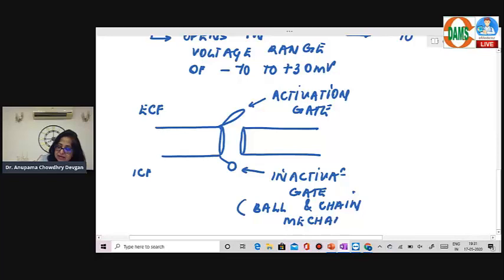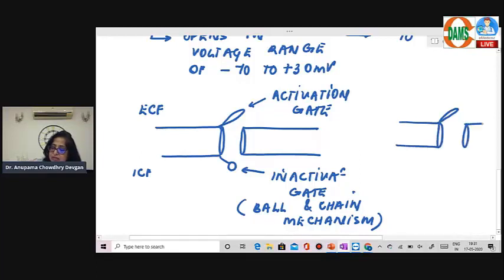Ball and chain mechanism. Now, here in the sodium channel there is an activation and an inactivation gate, whereas in the case of a potassium channel, there is only a single gate which is towards the outside. So a sodium channel has got two gates: an activation gate and an inactivation gate. The potassium channel has got only a single gate which is towards the outside.